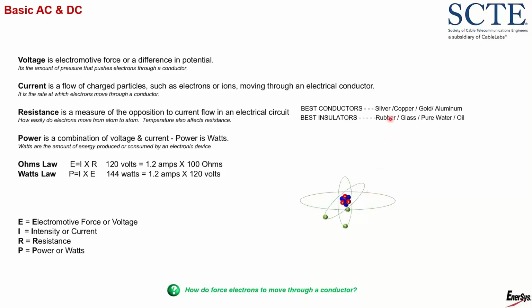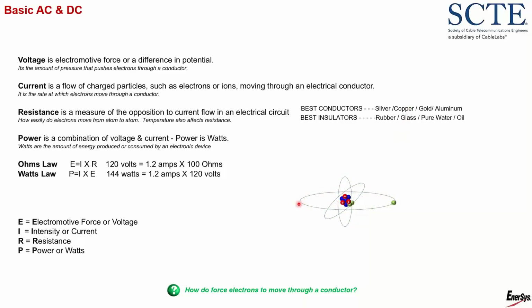The best conductors in order are silver, followed by copper, gold, and aluminum. Gold is not the best, but gold is the only one that doesn't tarnish, at least out of those four. So that's why we like to use gold for connectors and things that we don't want to basically corrode. Copper is a very good conductor, and we use it mainly because it's relatively inexpensive compared to silver and gold, and it doesn't corrode nearly as fast as aluminum does.